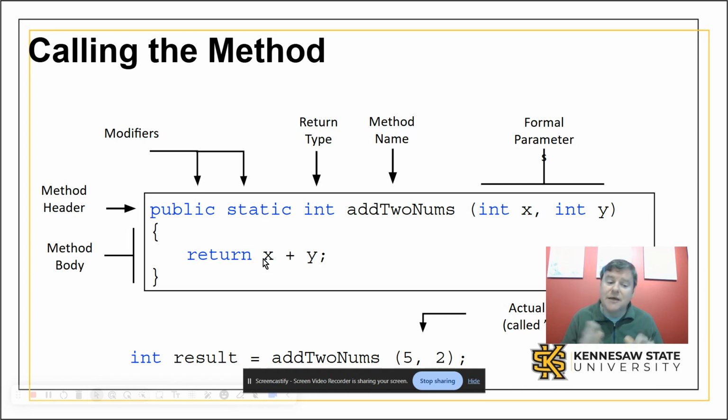So again, the first thing that a return statement does is it stops execution of the method, and then the second thing that it does is, if there is a parameter after the return statement, like there is here, it actually returns that value back from the method. And so in this case, it returns the sum of x plus y.